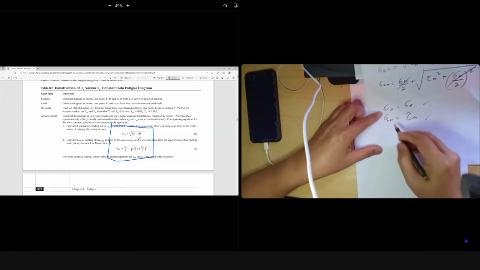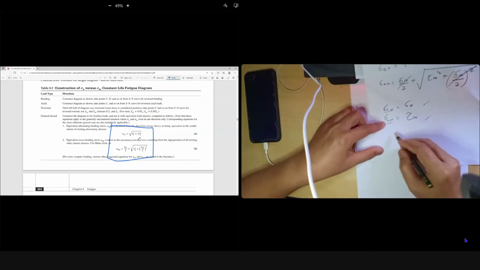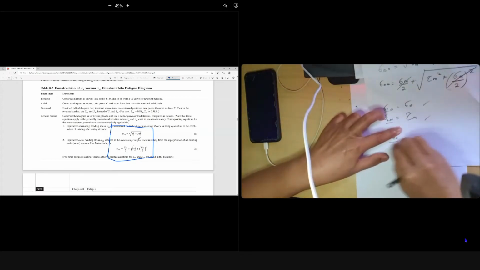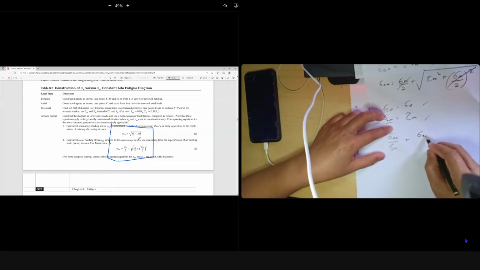Then we know the safety factor, we have our sigma equivalent alternating and sigma equivalent mean. The equation for the safety factor for Goodman: sigma EA over SN, plus sigma EM over SUT, equals 1 over the safety factor, Goodman NG. Be careful, it is SN and SUT, class.